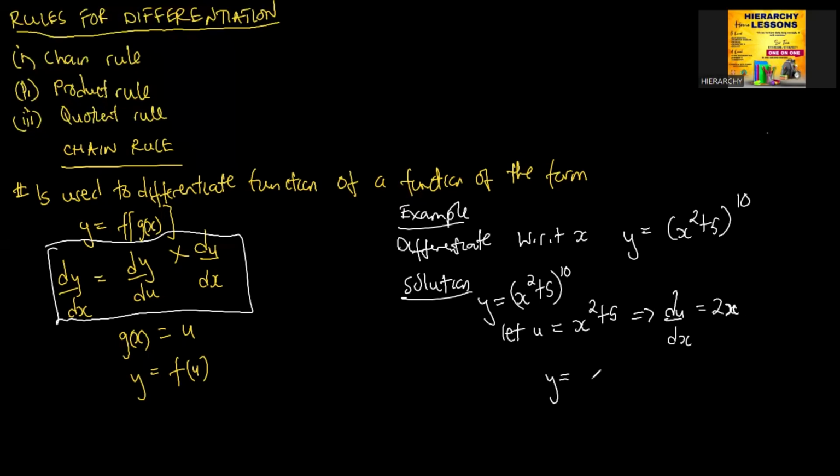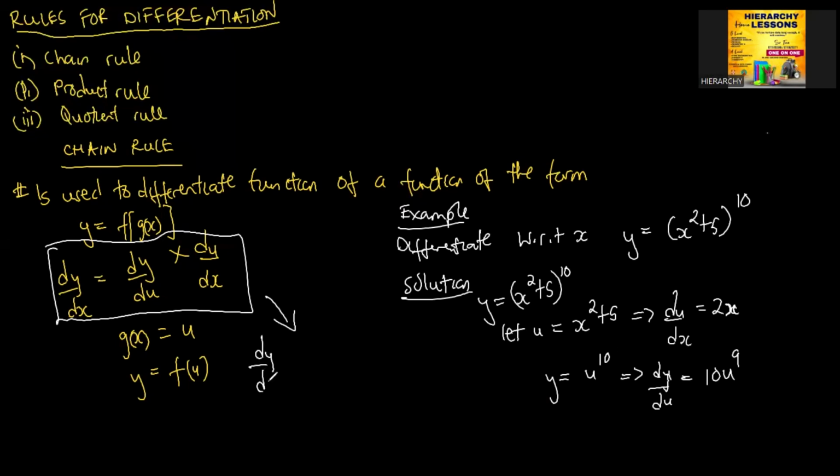So y is equal to u to the power 10, meaning dy/du is equal to 10u to the power 9. Remember, we drop the power and then we subtract 1 from the power, so it's 10u to the power 9. That's dy/du.